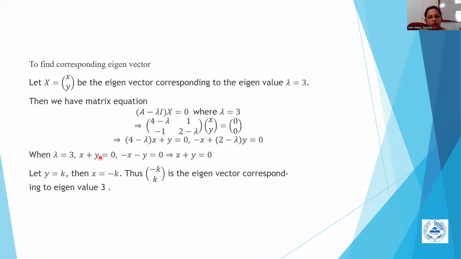So we get two equations which we have to solve to find the values of x and y. You can see both the equations are one and the same. When you cancel the minus, you get x plus y equal to 0. So let us give a parameter for either x or y. If y equal to k, then the value of x will be minus k. Hence, we get (minus k, k) as an eigenvector corresponding to the eigenvalue lambda equal to 3. So for each eigenvalue, we have to find the corresponding eigenvector. Here, since the eigenvalue was repeated, 3 and 3, we get only one eigenvector.